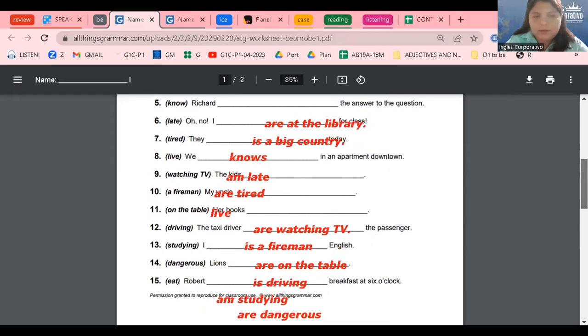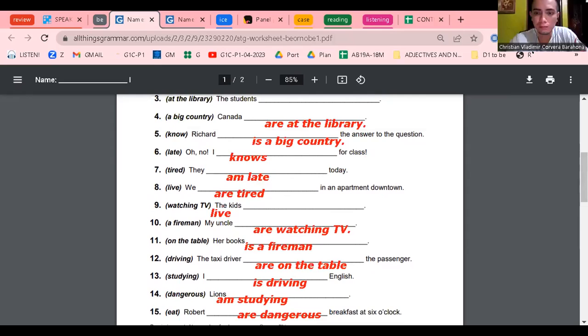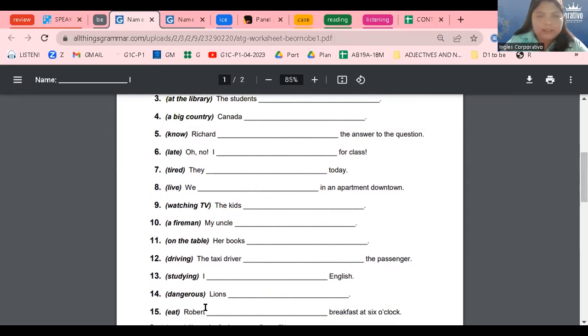Ready. Okay, it was just one. Okay, Robert. Breakfast at 6 o'clock. So which is the correct form? Eating, ahí la última, chicos. Robert. Eating is eating. It. Okay, interesting.